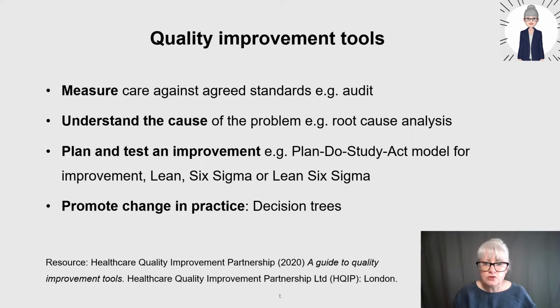We also have the Lean model that focuses on driving out waste and improving flow to improve patient care. Six Sigma focuses on reducing variations in processes and using statistics and data analysis to reduce errors. And then we have the Lean Six Sigma that combines both those approaches. We have other tools looking at promoting change in practice, such as decision support tools or decision trees that use this tree model of decisions, looking at the possible consequences of decisions. You look at outcomes, resources and costs, for example.